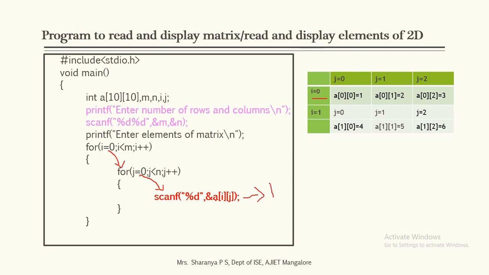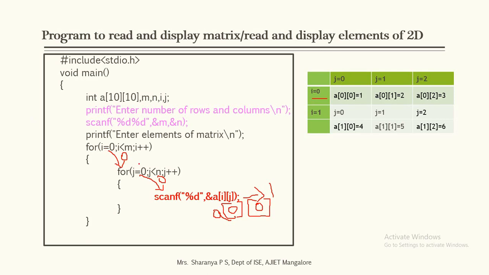Where will this 1 be stored? It will be referred to as A, and the i value has started with 0 and the j value is also 0. That is, A of 0 and 0. So the location that we identified in the very beginning is A of 0, 0. So 1 will be stored in this particular location. Now next, which value is getting incremented? The j value is getting incremented. j is now 1.